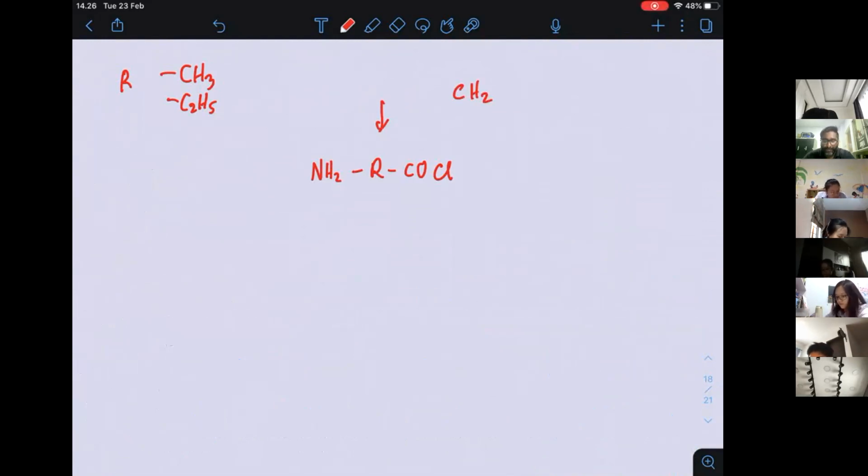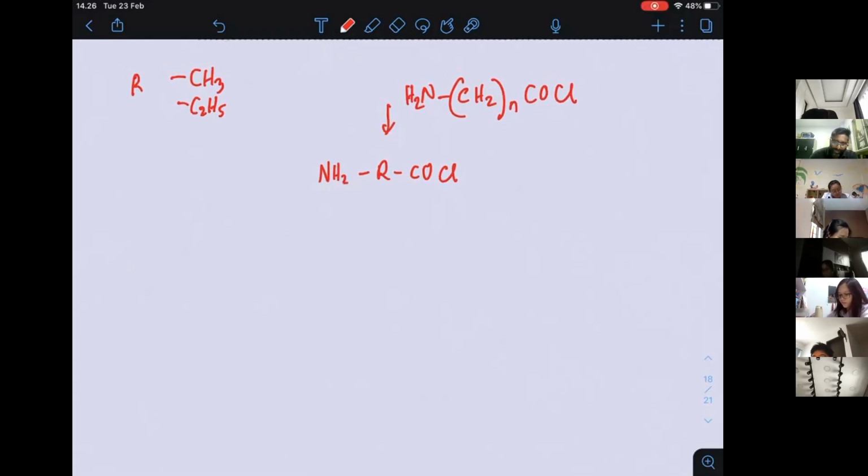But you can write it like this: CH2 in brackets with n, then you put NH2 here, and then you put COCl. Yes, that is definitely going to be accepted.